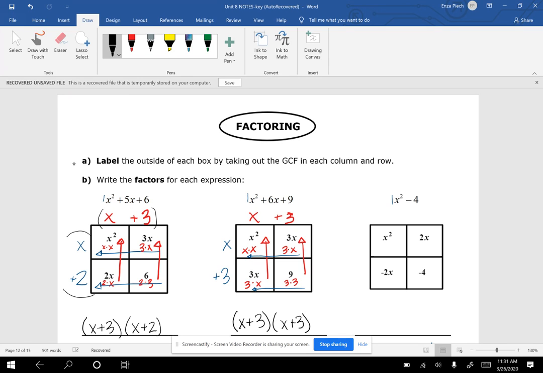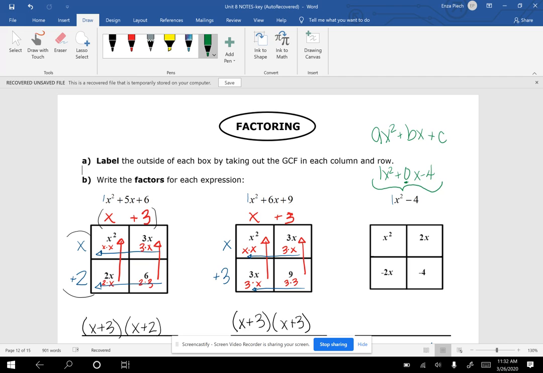Now for my last one here, it's a little bit different because we have to remember standard form is ax squared plus bx plus c. So I actually have a b, it just doesn't look like it. I have a 1x squared plus 0x plus a negative 4. Actually, let's make that a minus 4.